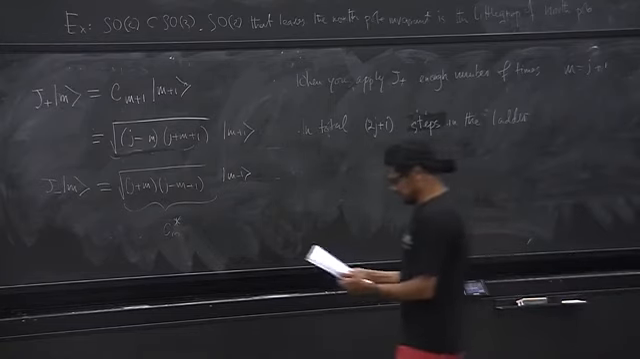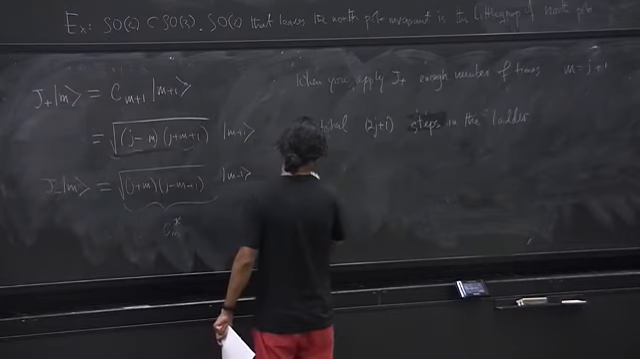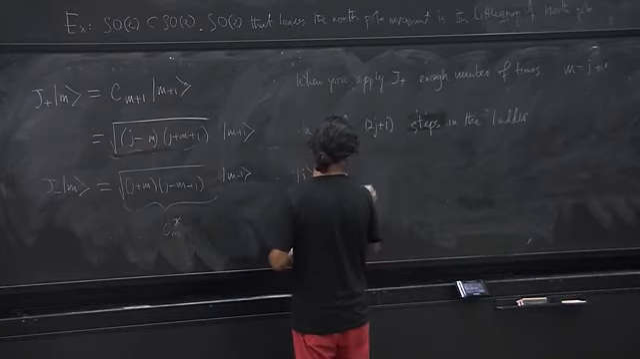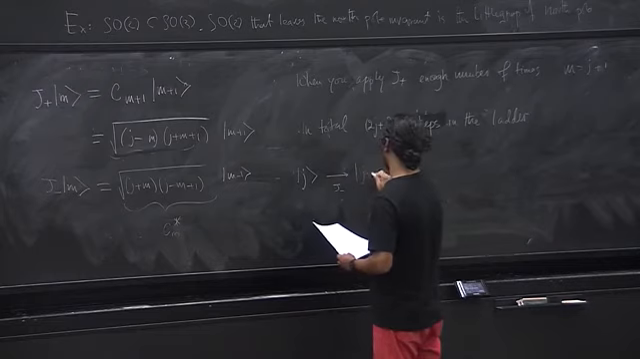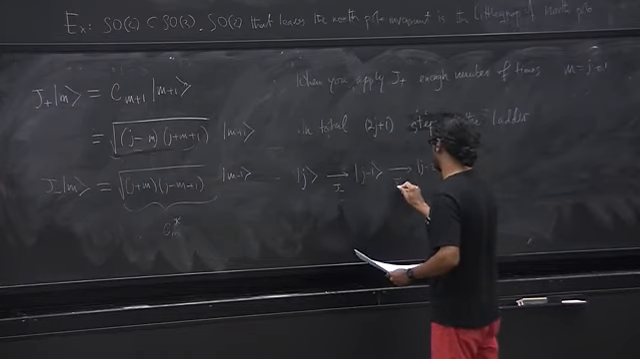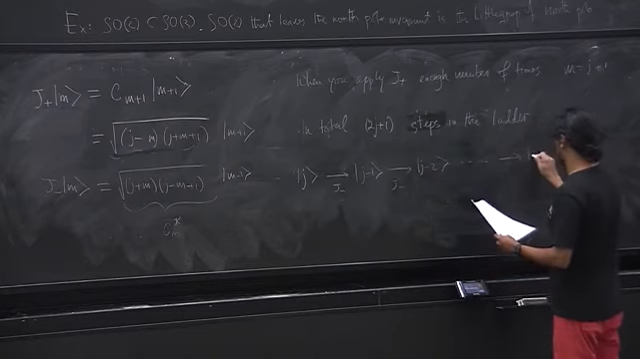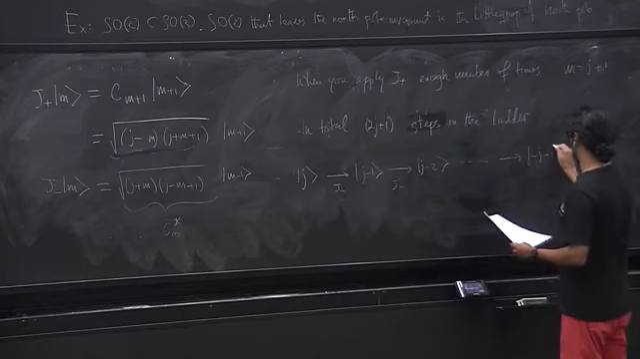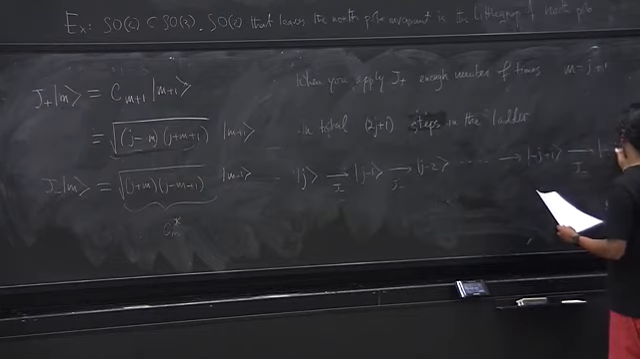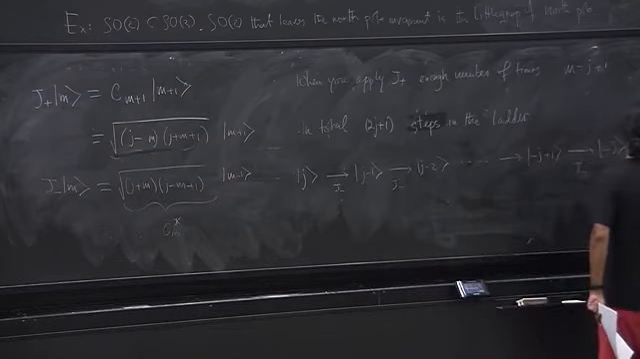So that is going to determine the dimensionality of your representation. Pictorially, I come from j to j minus 1 by applying J minus, and then I go to j minus 2 by applying J minus again, and then until I come to minus j plus 1, and then if I apply J minus again, I get to minus j. And if you apply J minus again, you get to 0.